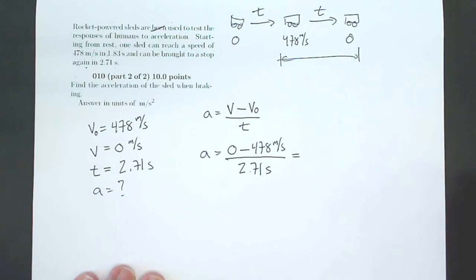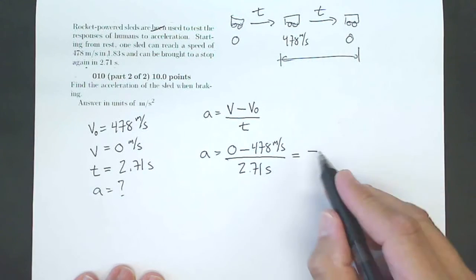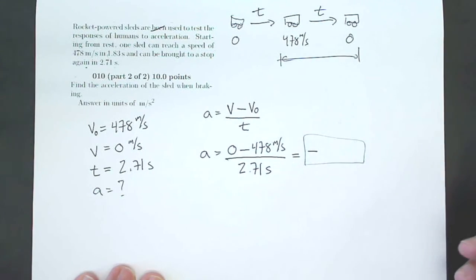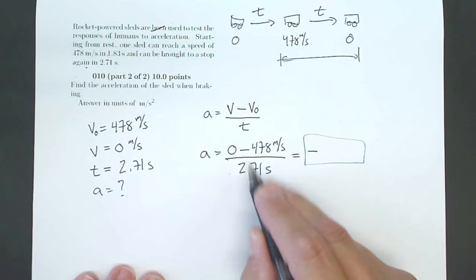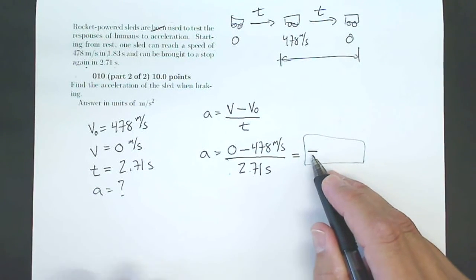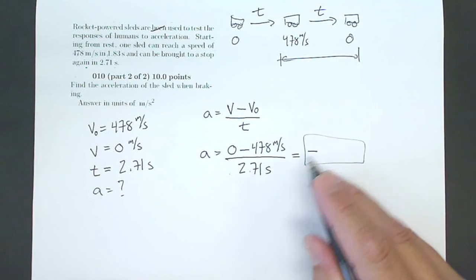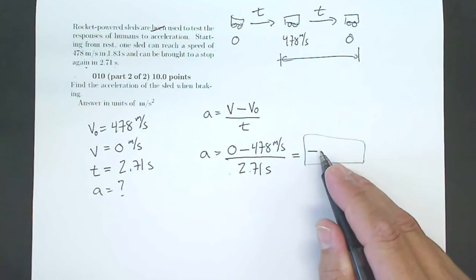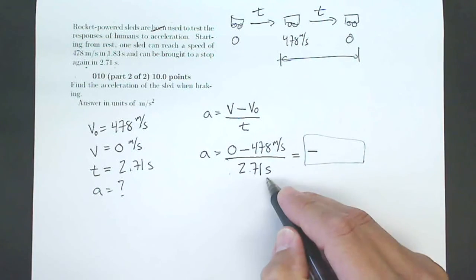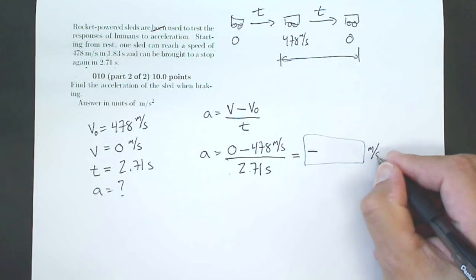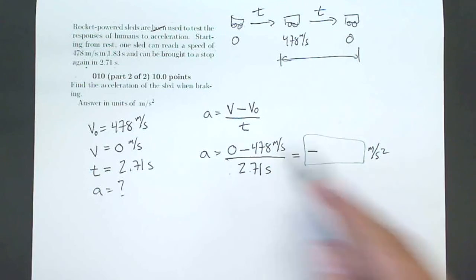So guess what? My answer is going to be negative something or other. I've got a negative in the top and no negative down here, so it's a negative answer. That means it's changing velocity in a negative direction as opposed to changing velocity in the positive direction. So it's going to be negative something. Meters per second divided by seconds, that's meters per second squared. So you do the math with your numbers.